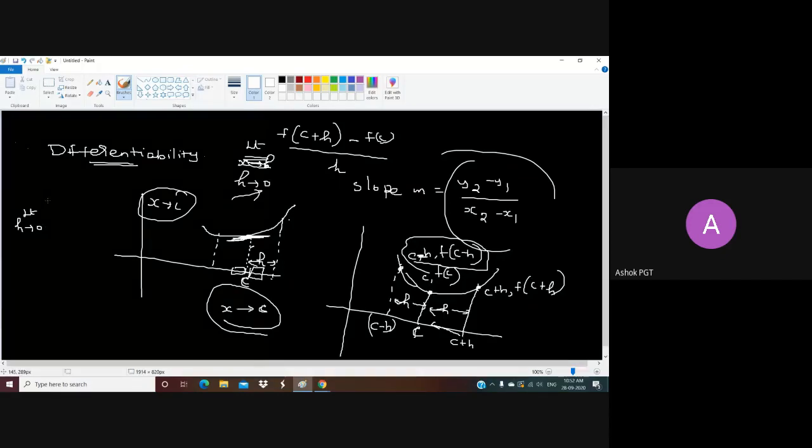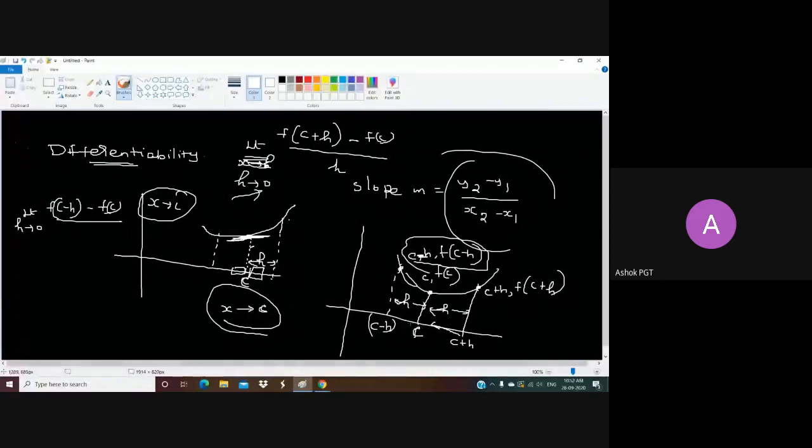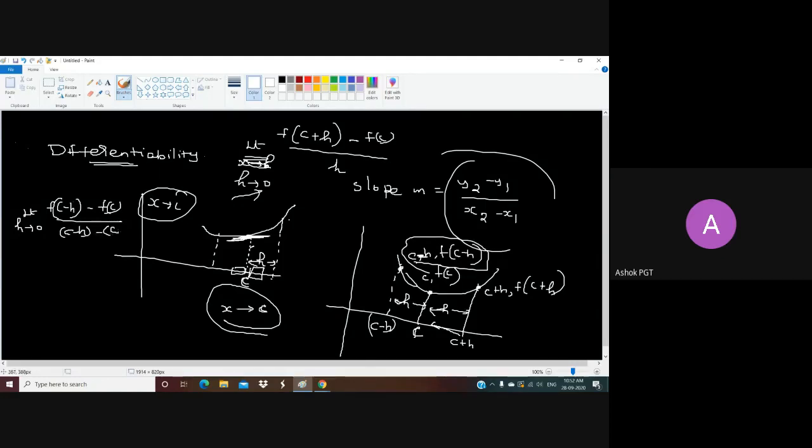So limit h tends to 0, y2 minus y1 by x2 minus x1. Let us say f of C minus h is y2. Here the x2 value is C minus h and the x1 value is C. So x2 is C minus h minus x1, where x1 is C. If we cancel it, plus C minus C will get cancelled.